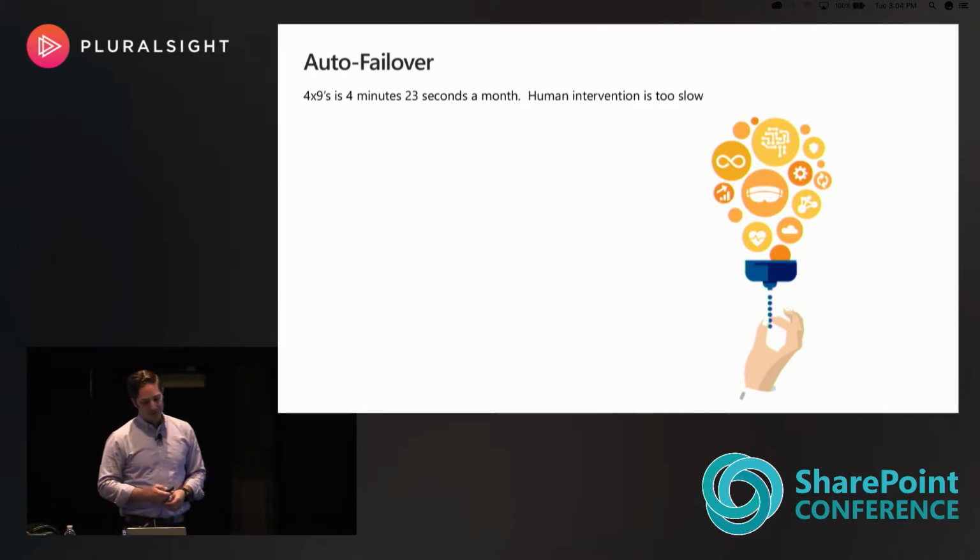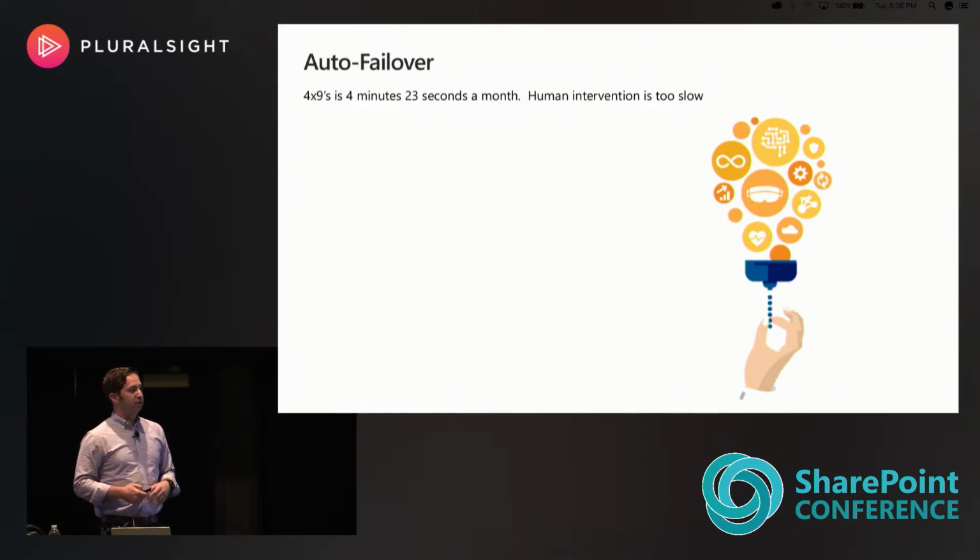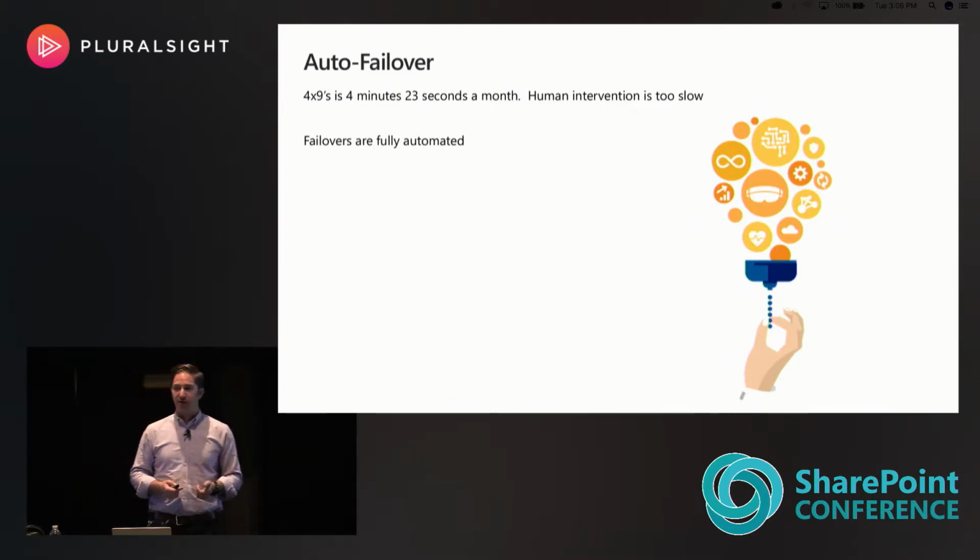be enough time. So we really pride ourselves on shifting to an automated failover, and there's a couple of key steps we had to go through. First off, in order to be in this state, failovers have to be fully automated. If any human process comes into play, it's just simply not going to work.